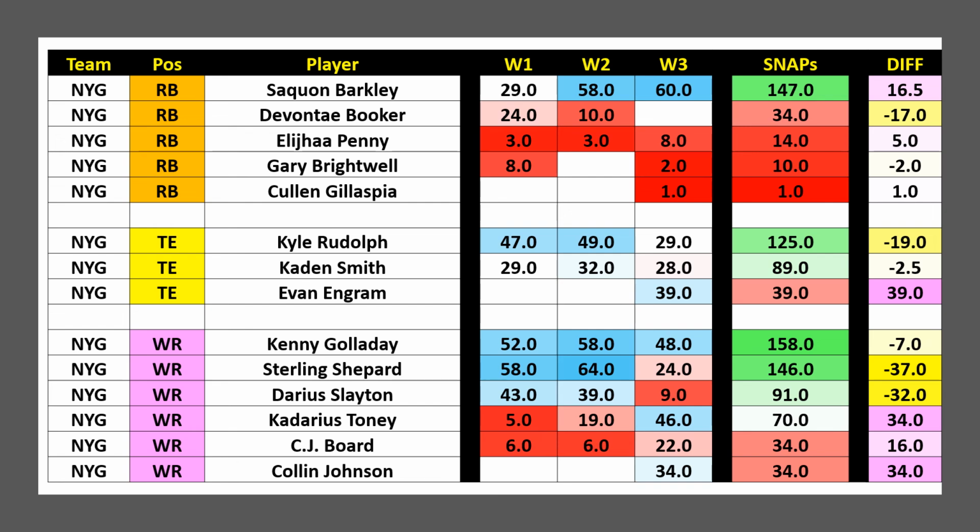Barkley and I guess Booker's still the number 2. He didn't play. I don't know. Ingram got 39. I'm hoping that he will assume dominance and pick it up. Tony got 46, so he really woke up.